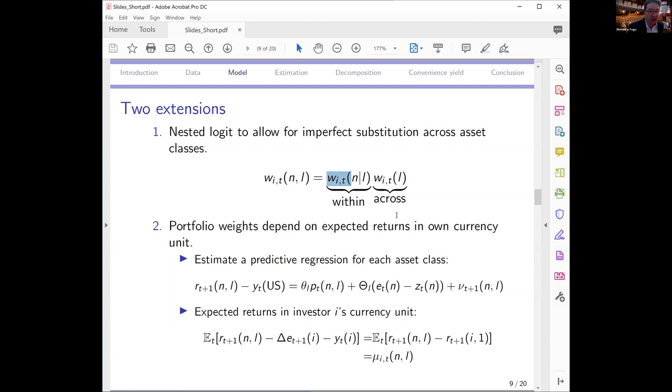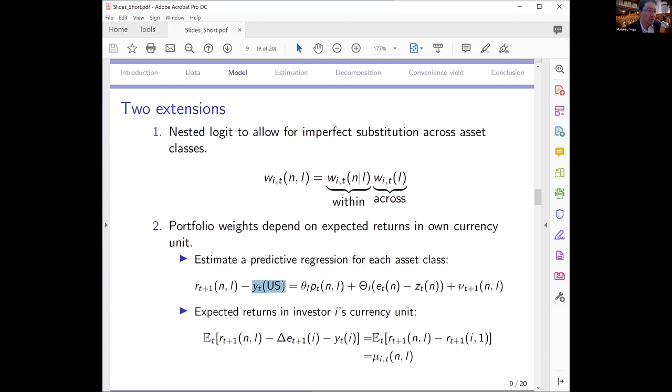And the other thing we did was, because there's both exchange rates and, for example, bond yields in the case of long-term debt, we want to aggregate exchange rates and asset prices in a way that captures the trade-off between different countries. So the way we do it is we estimate a predictive regression for each asset class in each country. So this is the return, for example, on UK debt in dollars.